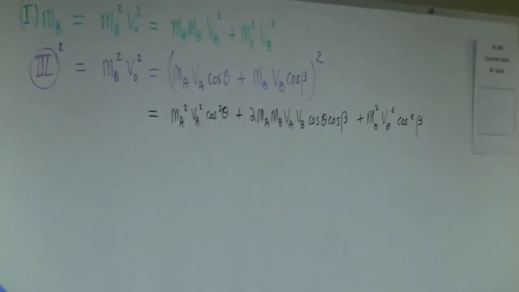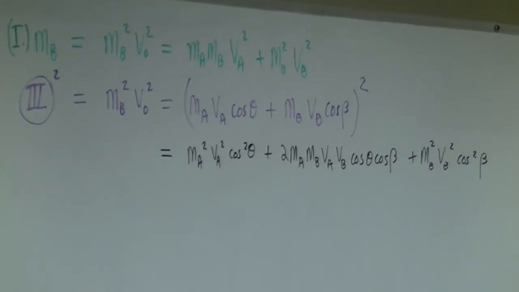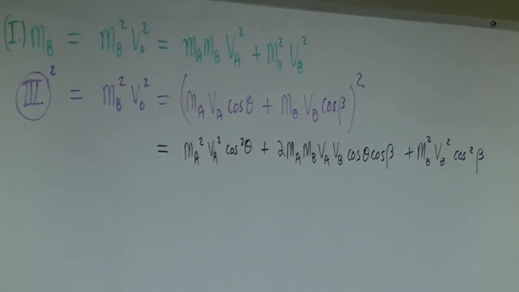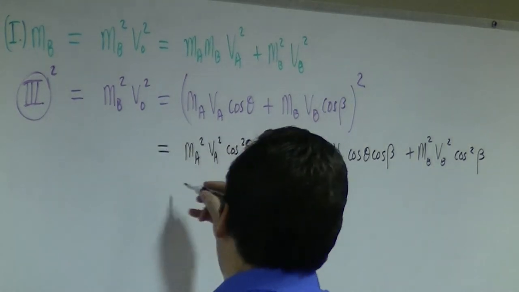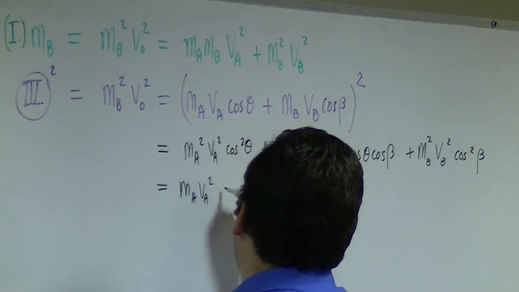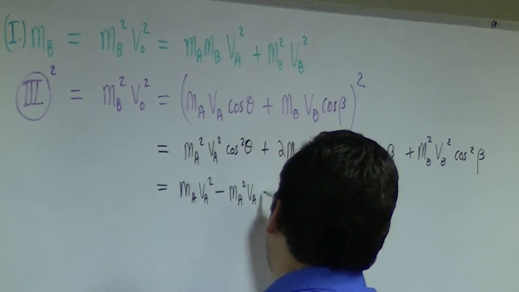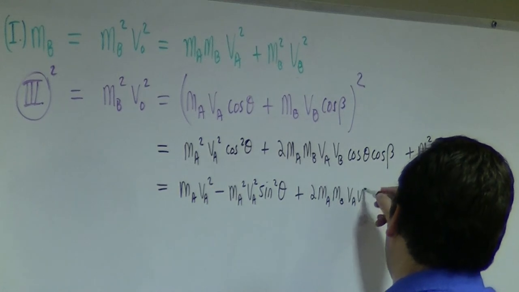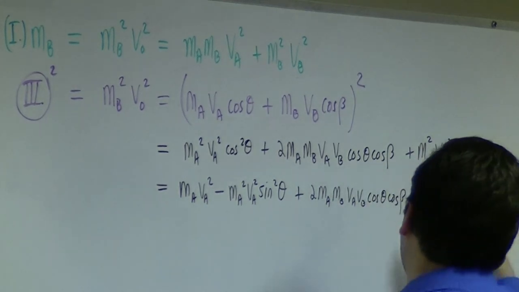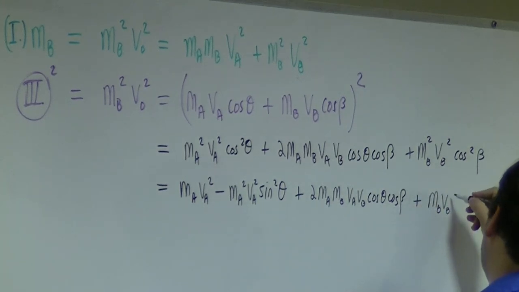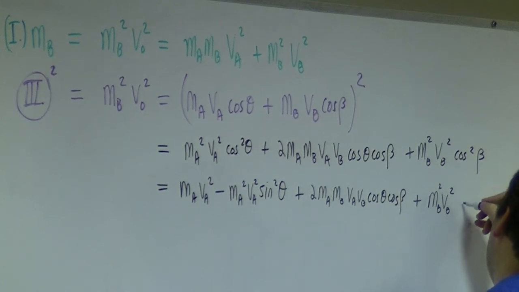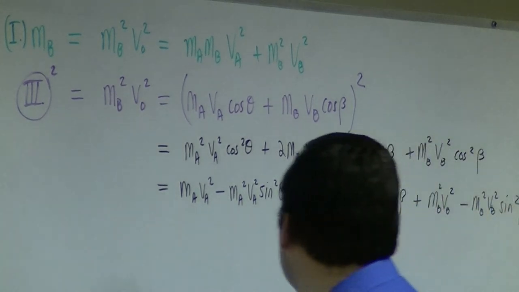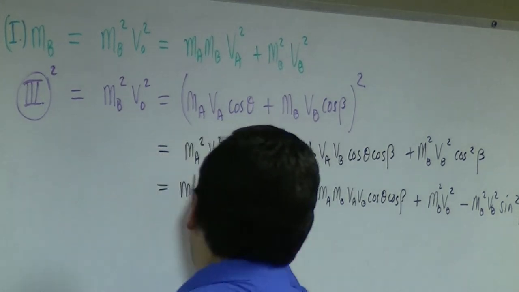Now, cosine squared, if I square 2, I know things about sine squared. How can I trade cosine squared for sine squared? 1 minus. Yeah, 1 minus. So what this really is: MA squared VA squared minus MA squared VA squared sine squared theta, plus 2 MA MB VA VB cosine theta cosine beta, plus MB squared VB squared minus MB squared VB squared sine squared beta. Yes. Now look at what we got.